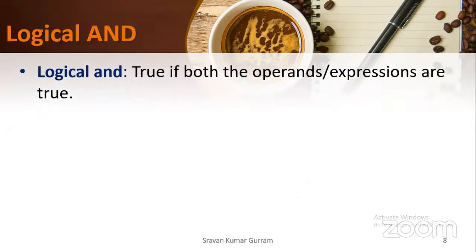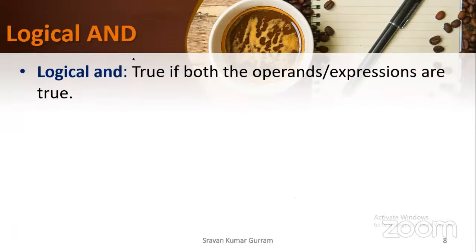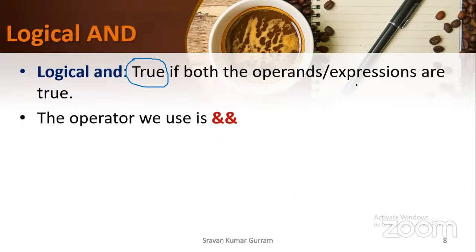What is logical and? As we covered already, relational operators return a Boolean value, either true or false, right? In the same way, logical operators also return Boolean values, either true or false. Logical and operator returns true if both operands or both expressions are true. The symbol we use to represent a logical and is the double and symbol.